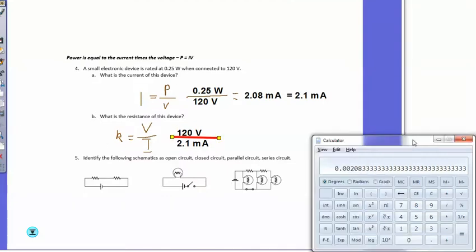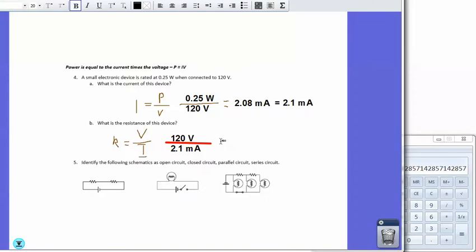Our answer is going to be in kilo something, right? Because milli is on the bottom. So wow, look at that, 57.1 kilo ohms, or just 57 kilo ohms. Okay, so our answer here is pretty high, 57 kilo ohms, right?